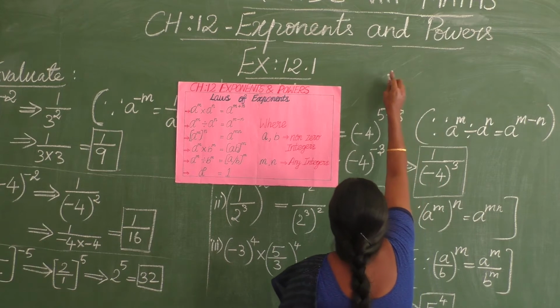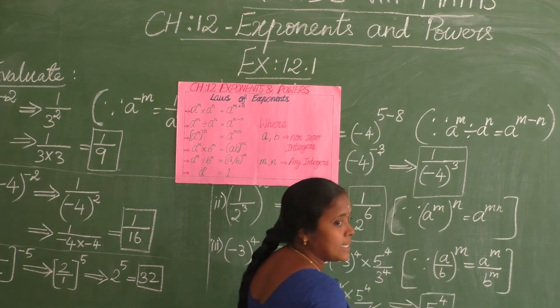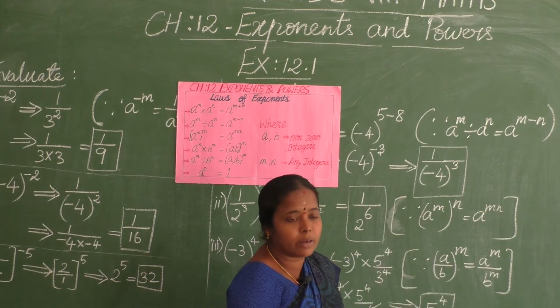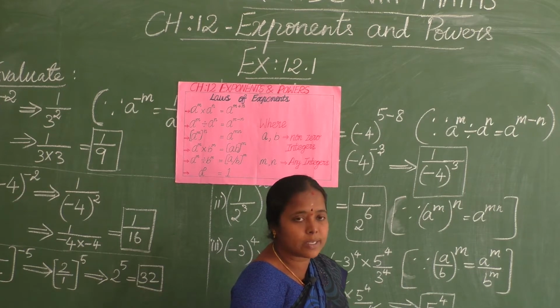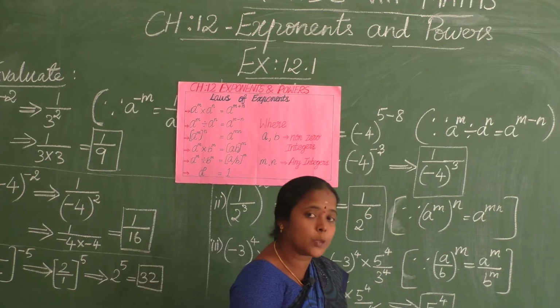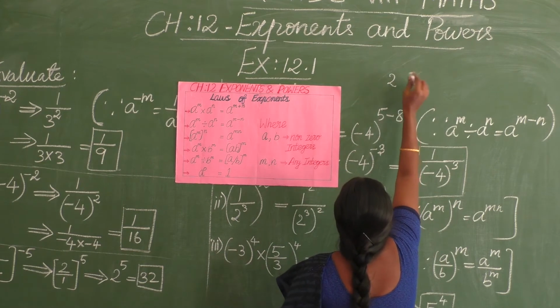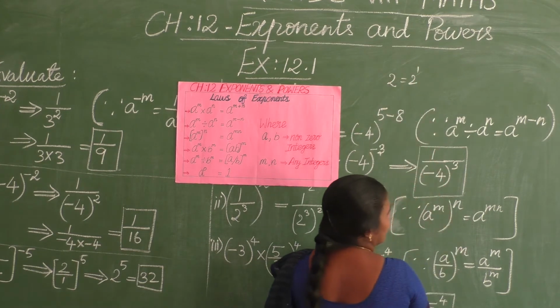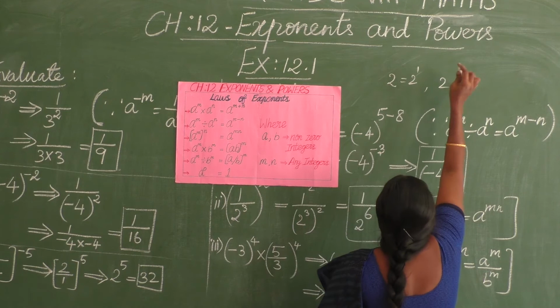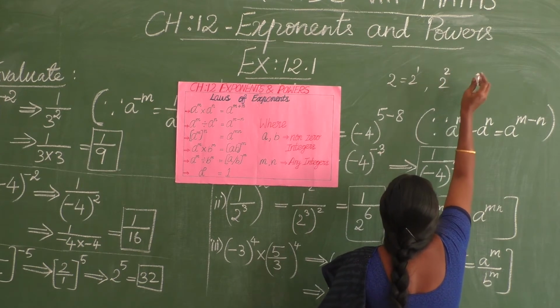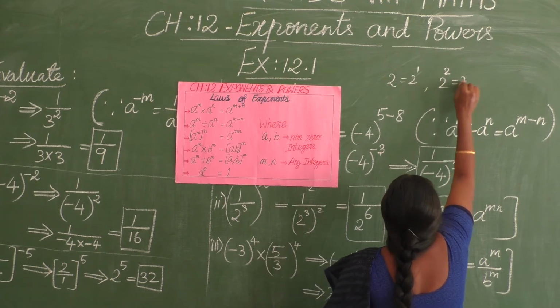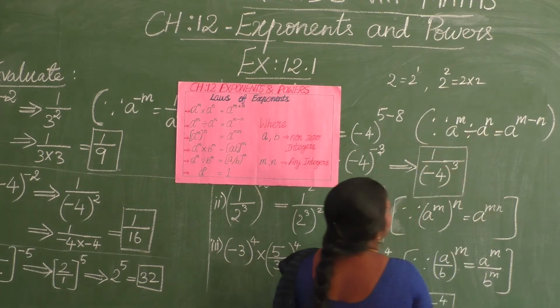exponential form. For example, about this we have seen side by side in cube and cube root, square and square roots itself. At that time also I recalled some formulas related to these exponents and powers. Just see here, 2 can be written as 2 power 1. 2 square, actually 4, can be written like this.